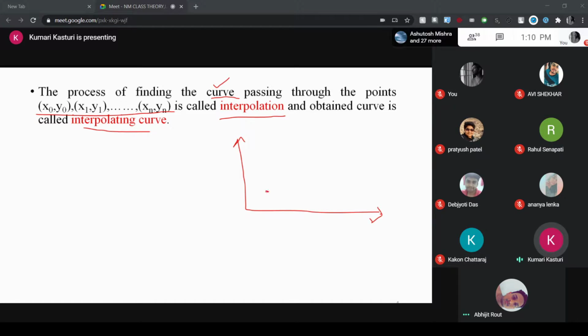For example, let's say you have one point here, one point here, one point here, one point here. The coordinate of the first point is given to you, the second point, and the third and fourth, all the coordinates are known to you. If you have to join these points, then the procedure to get the curve is called your interpolation. And the curve you are getting here is called your interpolating curve.